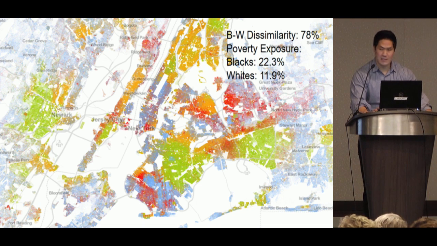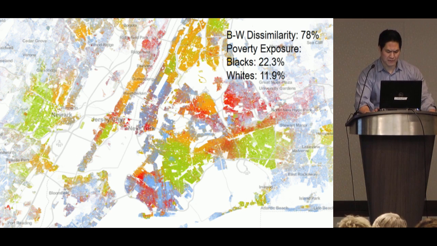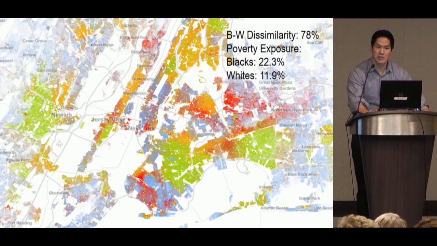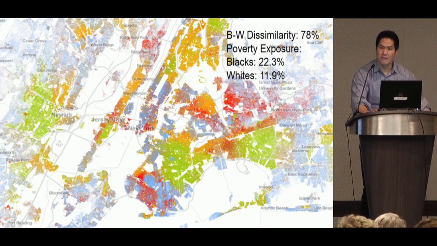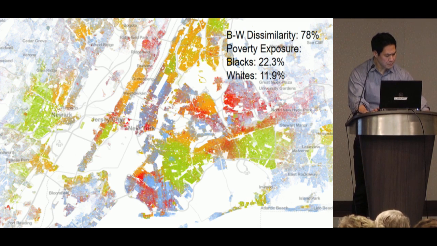The black-white dissimilarity index in New York City is 78%, meaning that almost 4 out of 5 blacks would have to move from their census tract to a different census tract in order to be distributed evenly with whites. So again, 4 out of 5 blacks would have to move from their neighborhood to a different one in order to be distributed evenly with whites.